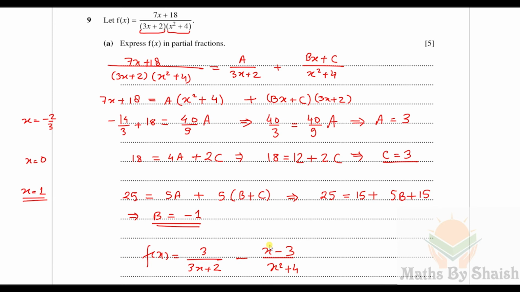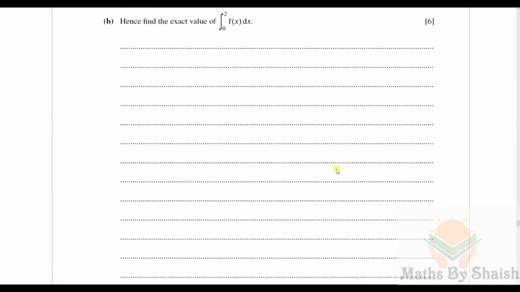Let's do the b part. Here's the b part: hence find the exact value. Hence find means we are going to replace f(x) by the previous value. From the previous result we know that f(x) is equal to 3 over 3x plus 2 minus x minus 3 over x square plus 4.